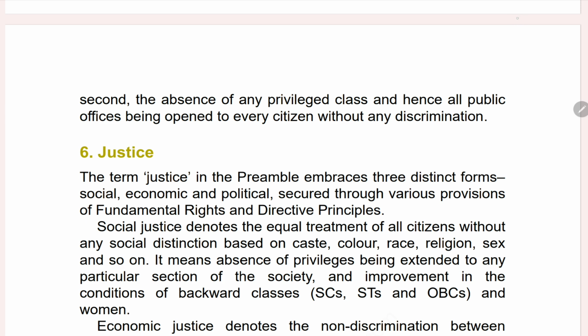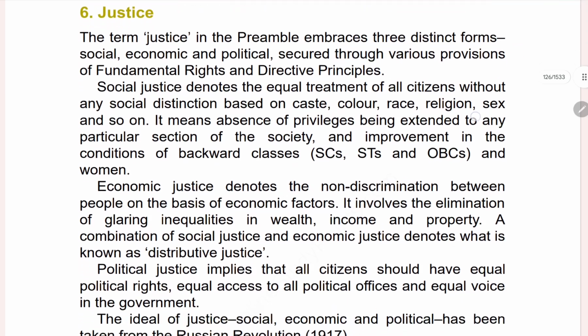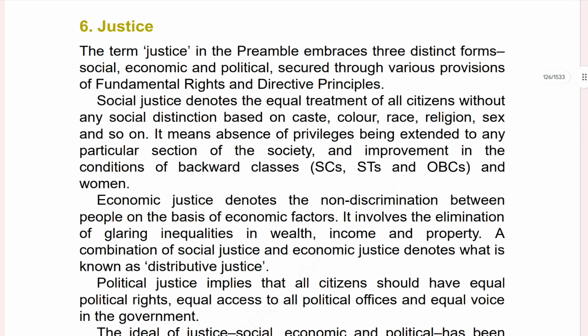Now we will see another important concept in the preamble called justice. The term justice in the preamble embraces three distinct forms: social, economic, and political justice. These three types of justice the Indian Constitution talks about are secured through the various provisions of fundamental rights and directive principles of state policy. So in our fundamental rights and also in our directive principles of state policy, we talk about three kinds of justice: social, economic, and political justice.